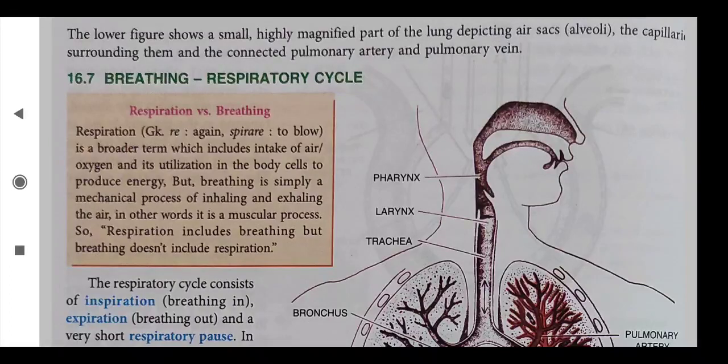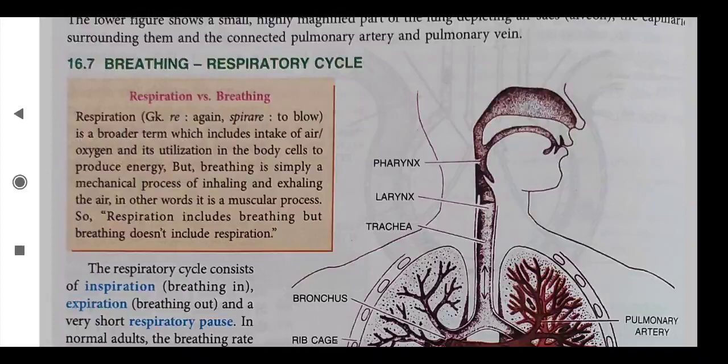So breathing is a mechanical process, but respiration is a chemical process in which glucose molecules react with oxygen to form carbon dioxide, energy and water. But in breathing, we just inhale and exhale the respiratory gases.